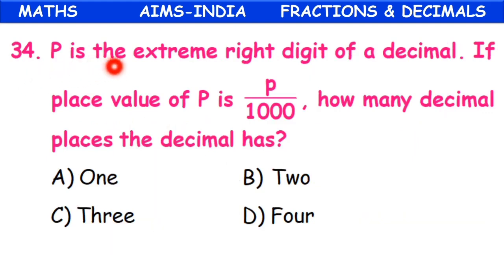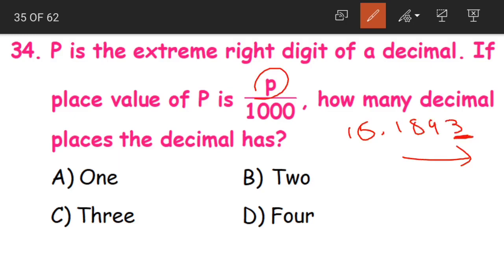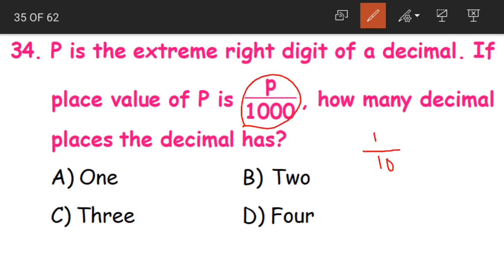Next question 34. P is the extreme right digit of a decimal. If the place value of P is 1 by 1000, how many decimal places does the decimal have? Now P is the extreme right digit. That means if we have a number, say 15.1843, now this last digit to the right is our P here, children. Okay, understood. It is our last digit and it is in which place? 1 by 1000. That means it is in the thousandths place.